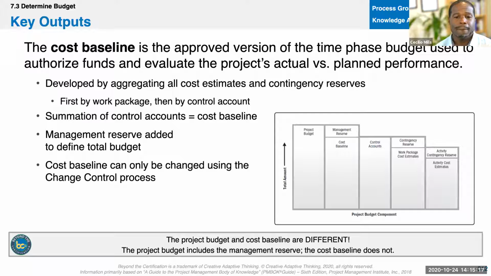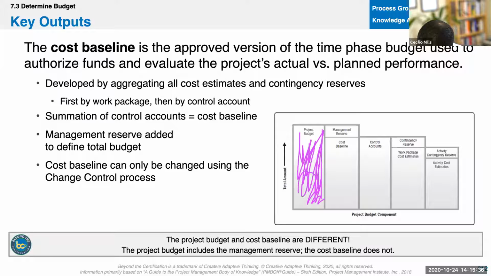So let's jump in. Your cost baseline is approved. It's used to authorize funds. Now I want you to notice something right here. I want you to notice how this project budget, we don't own that. That's not us. We don't own that because it contains management reserves.